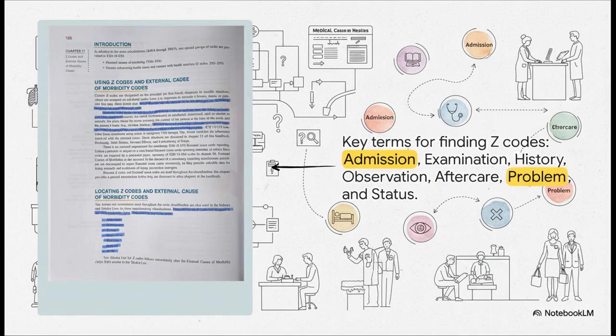Now this is basically your cheat sheet for looking things up in the index. Seriously, if you get stuck on a test question, searching for these exact keywords will almost always point you in the right direction. For your exam, you've got to know these terms: admission, examination, history, observation, aftercare, problem, and status.